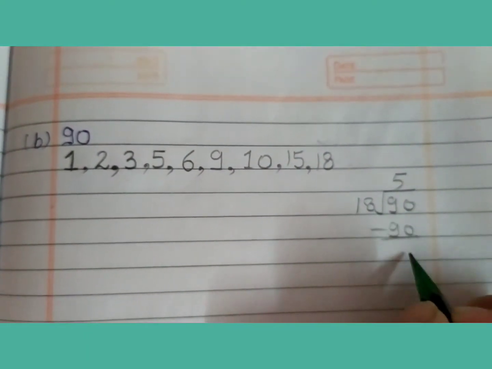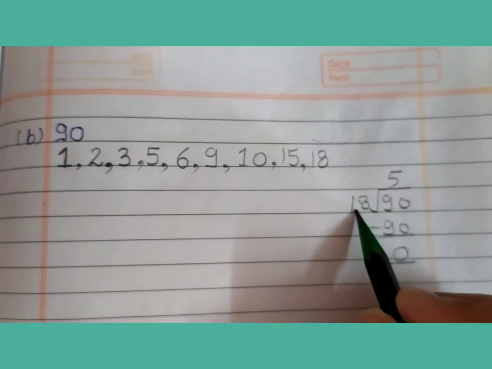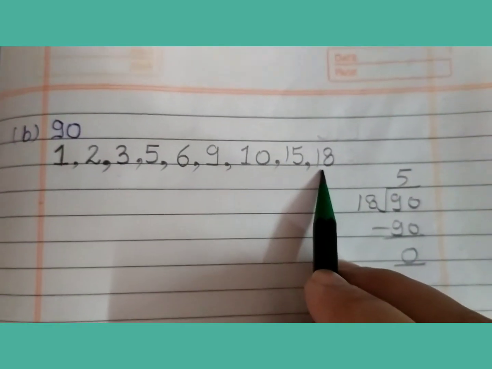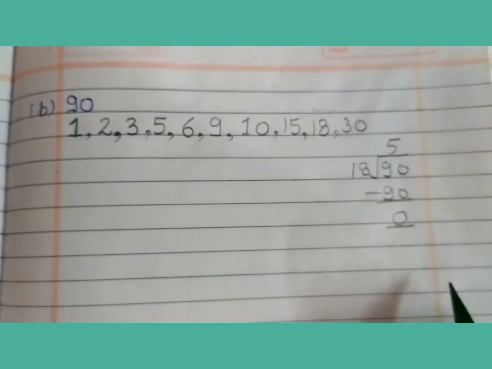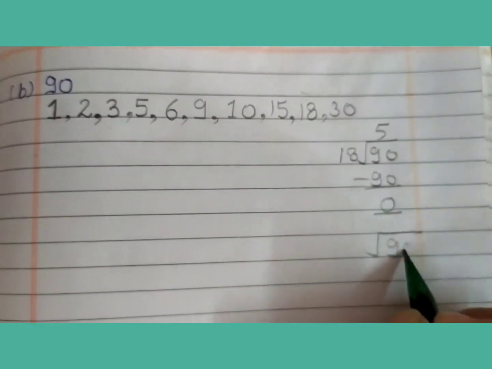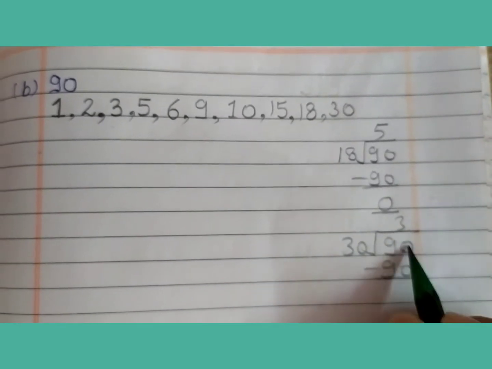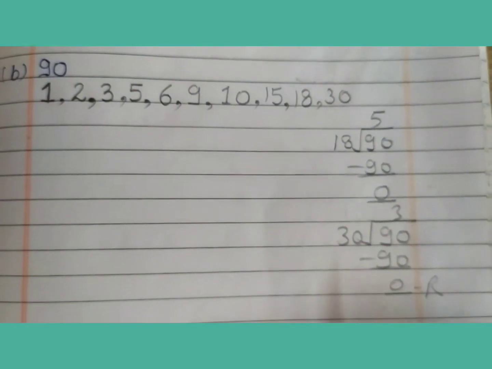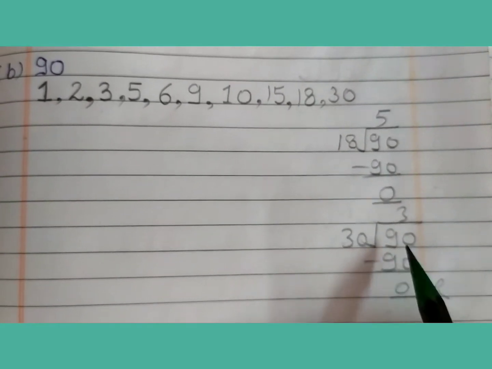90 minus 90 equals 0. 90 is exactly divisible by 18, so 18 is a factor of 90. Write 18. Next is 30. 30 3s are 90. 90 minus 90 equals 0. The remainder is 0, so 90 is exactly divisible by 30 and 30 is a factor of 90.